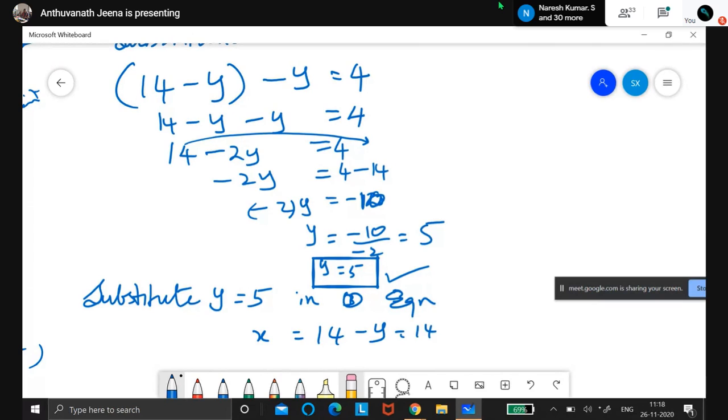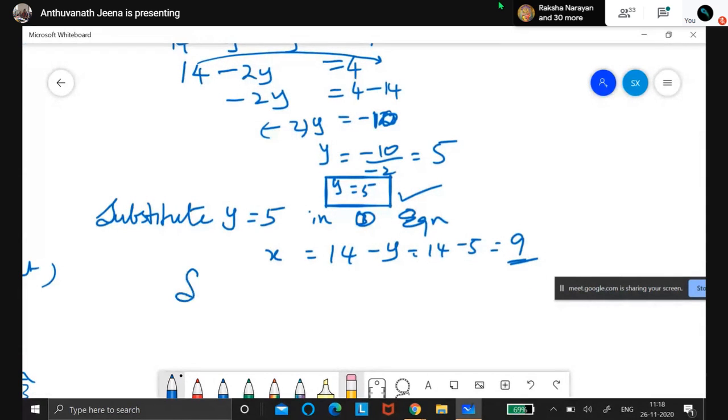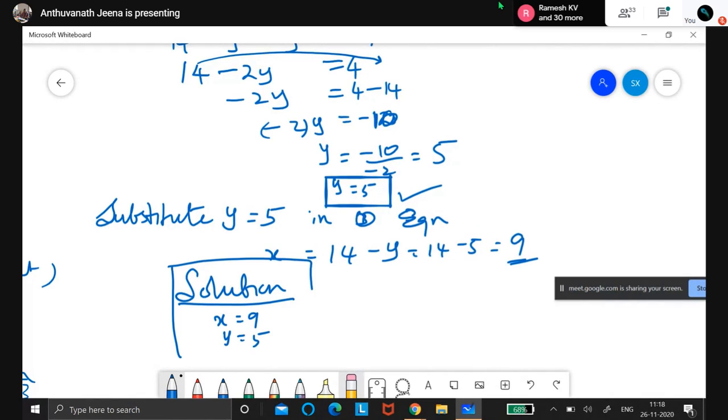So, 14 minus 5. What is 14 minus 5? 9. So don't stop there. What should you do? Solution is x is equal to 9, y is equal to 5, and box it neatly, so that they will not see how you have done. They will give your marks here.